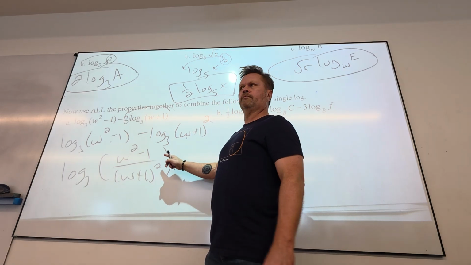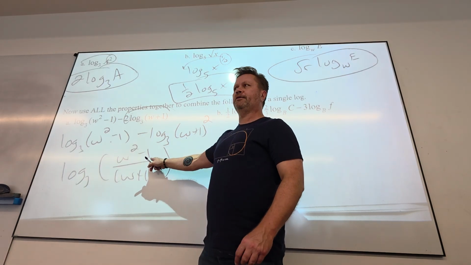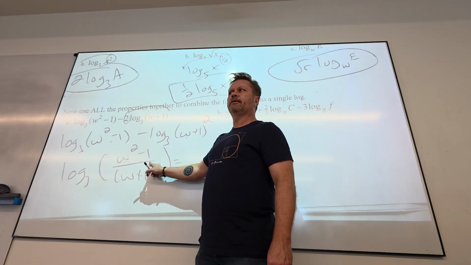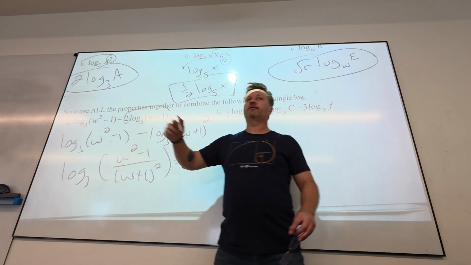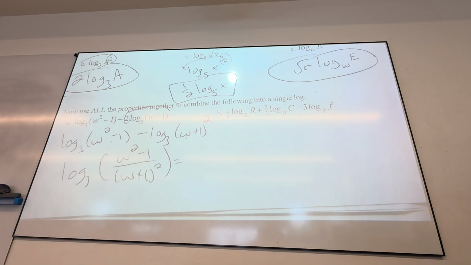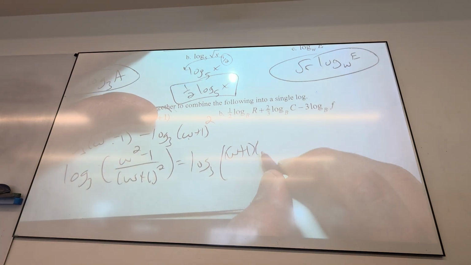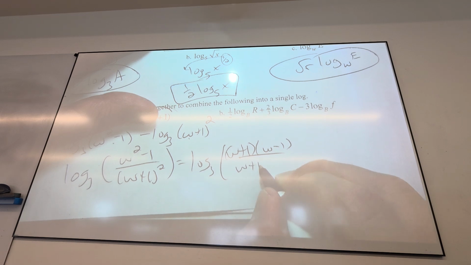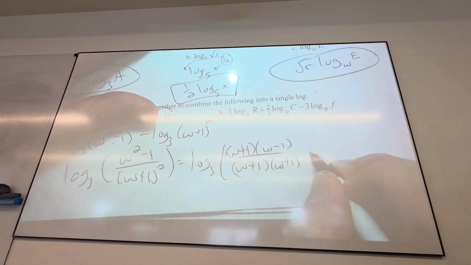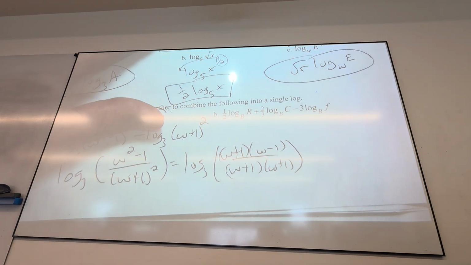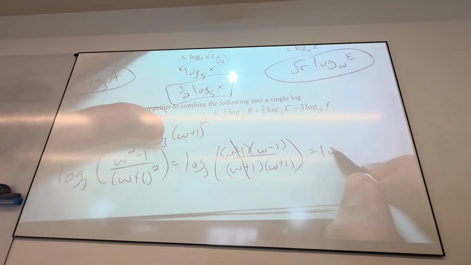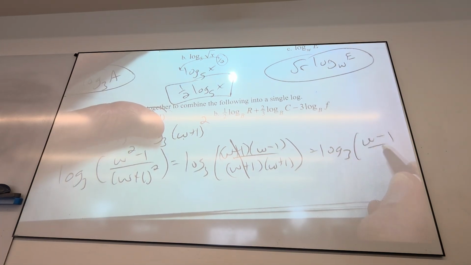Take out W. Factor it, but you can't take a W out. This one has no W. Factor it. How would you factor W squared minus 1? W plus 1, W minus 1. And then what happens? Let me write the bottom twice. You can see what happens, yes? Done. And then you get log base 3 of W minus 1 over W plus 1.